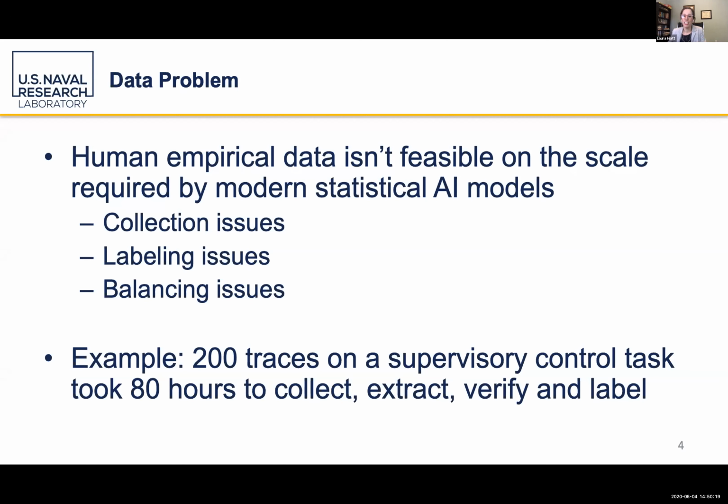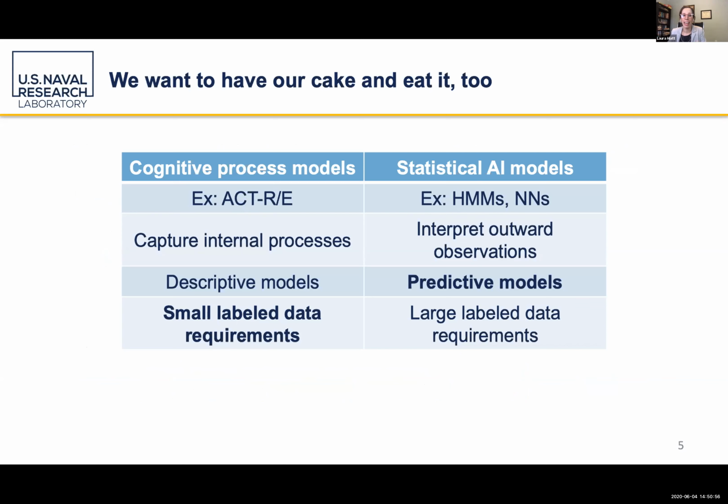So we really want the predictive power of the statistical AI models while leveraging the small data requirements of cognitive process models. So we're going to leverage the strengths of each of these in order to build effective predictive models of human behavior without large amounts of data.